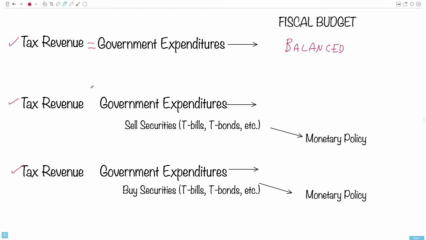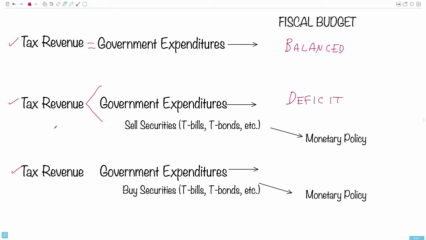Now, a more interesting case is the following. What happens when tax revenue is less than government expenditures? So the government is spending more money than what it is collecting through tax revenue. And of course, the revenue comes from individual income tax, corporate income tax, and other kinds of taxes. So the point is, the government is spending more. Well, of course, we know that this implies a deficit, right?